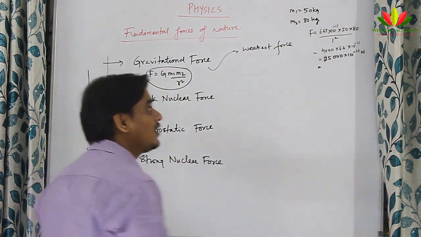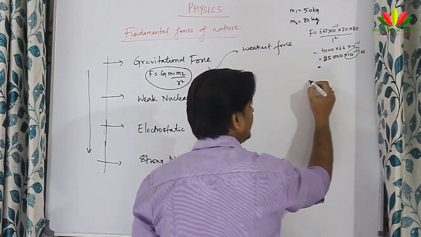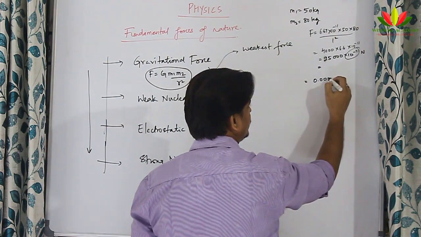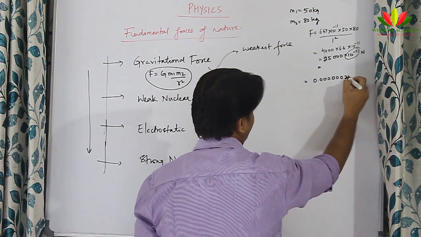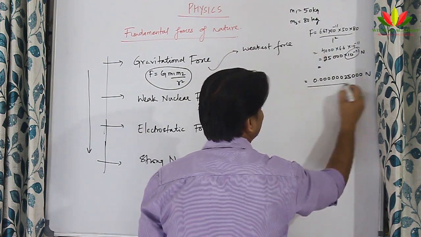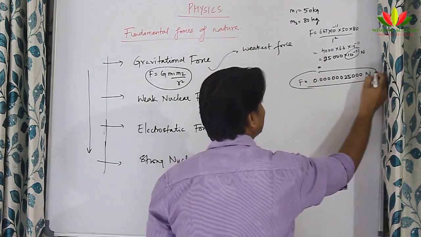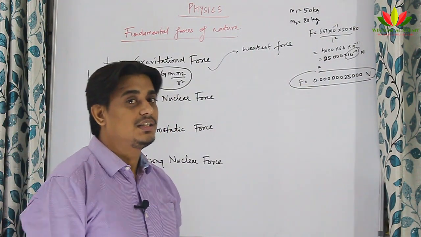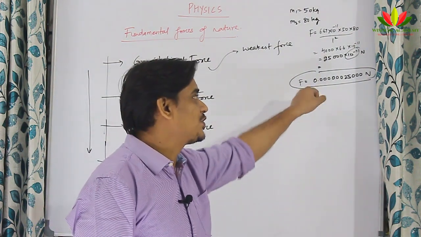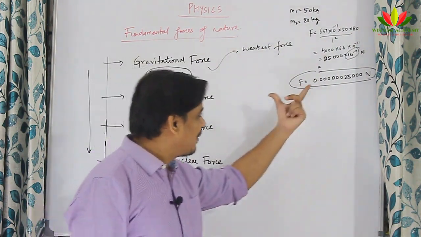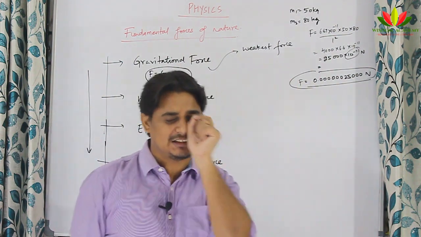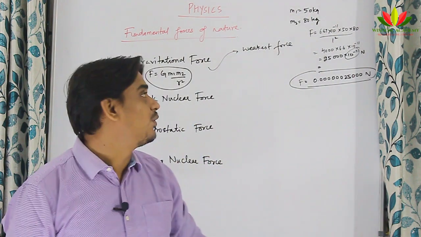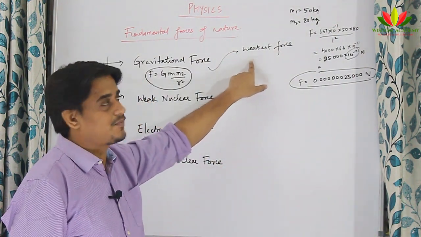Can you see, 10 to the power minus 11 means if I start putting zeros, it will be 1, 2, 3, 4, 5, 5 and 6 more. So 0, 0, 0, 0, 0, 0, 2, 5, 0, 0, 0 Newton. This is the force that acts between you and me when you are 1 meter apart. If you are 100 meters apart, imagine how much smaller it will become. So this magnitude of force is so small that we are not able to even feel it. That is the reason gravitational force is one of the weakest forces in nature.